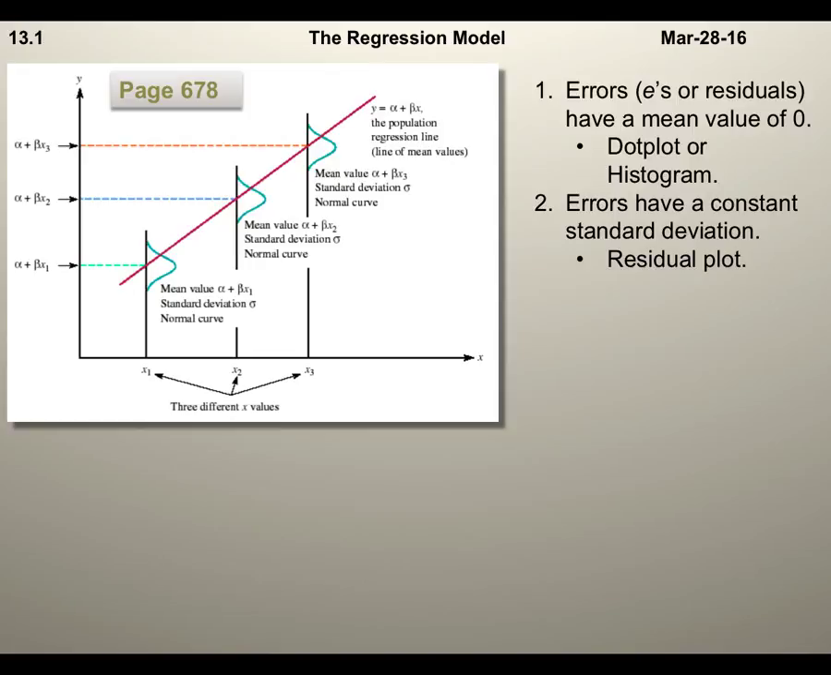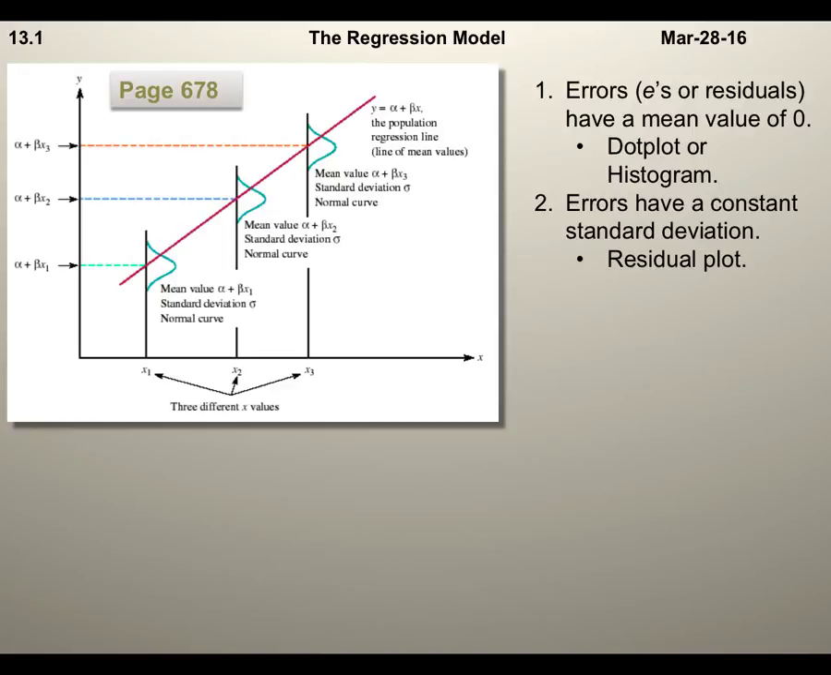Second important property is that they have a constant standard deviation. The only way to check that is by a residual plot. Do you guys remember what it is? A residual plot plots residuals. It's a scatter plot, so it needs two variables. It plots X versus the corresponding residuals. What are you looking for in a residual plot? Right, you want a random residual plot.